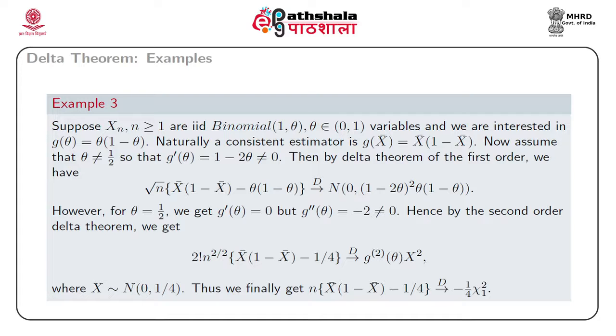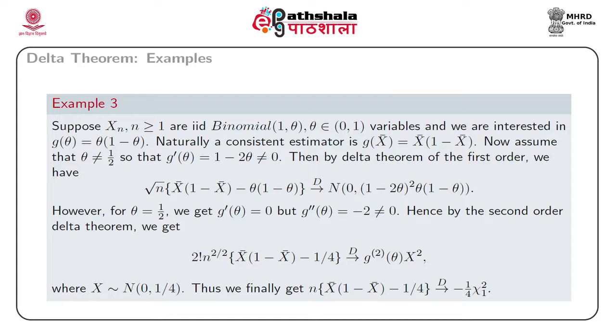However, for theta equal to half, we get g dash theta equal to 0, but the second derivative of g at theta is a constant, that is minus 2. Hence, we have to apply the second order delta theorem in order to get the large sample distribution in this case.